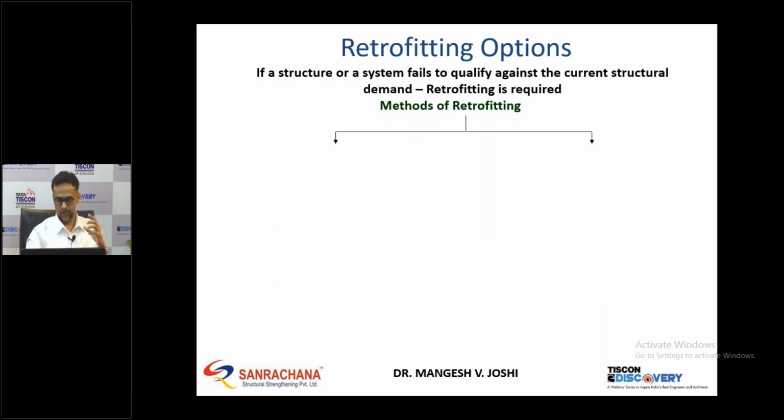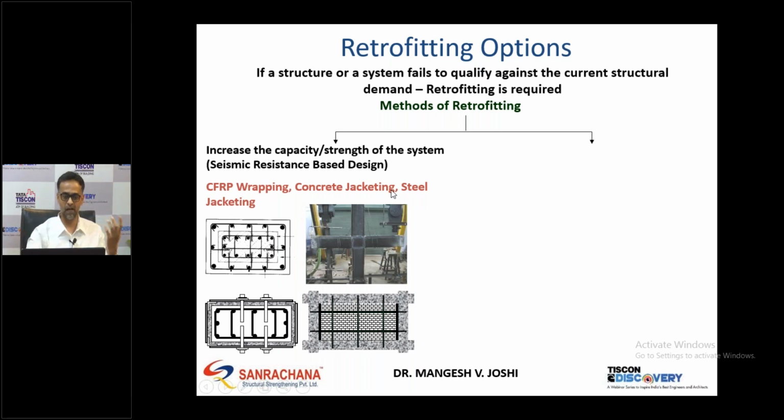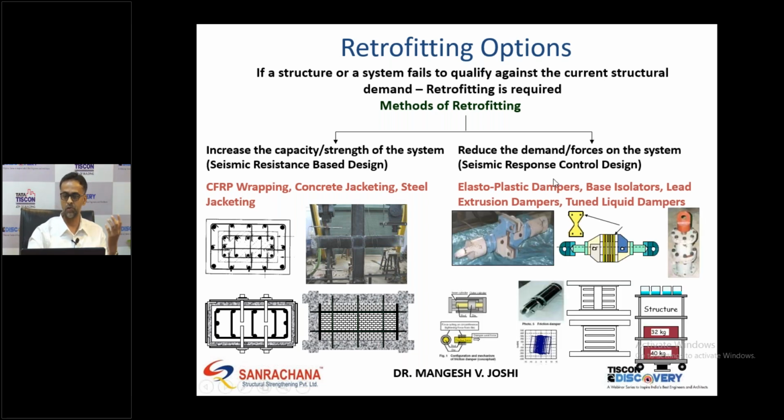We can follow two approaches when it comes to retrofitting. First is to increase the capacity of the system by FRP wrapping, concrete jacketing, or steel plate bonding. Or we can reduce the demand on the structure by putting in dampers, base isolators, and TLDs, like tuned liquid dampers. Normally 95% of solutions are based on the strength approach, wherein we actually increase the capacity of the section, and a lot of the discussion will happen on this particular part, increasing the capacity of the structure.